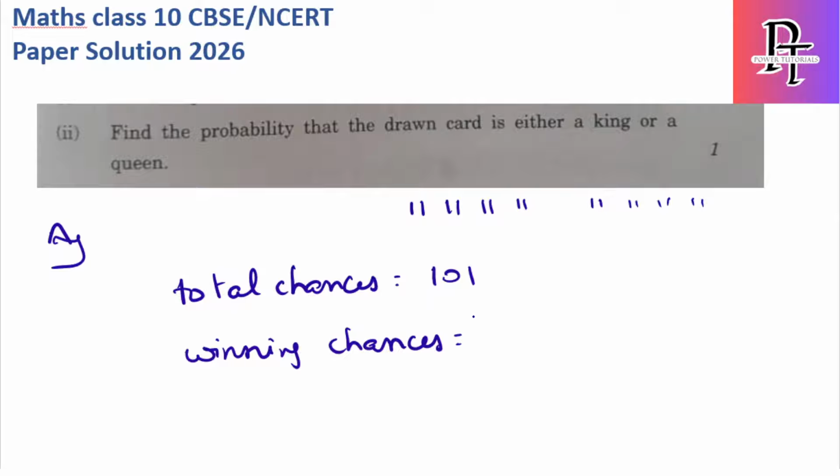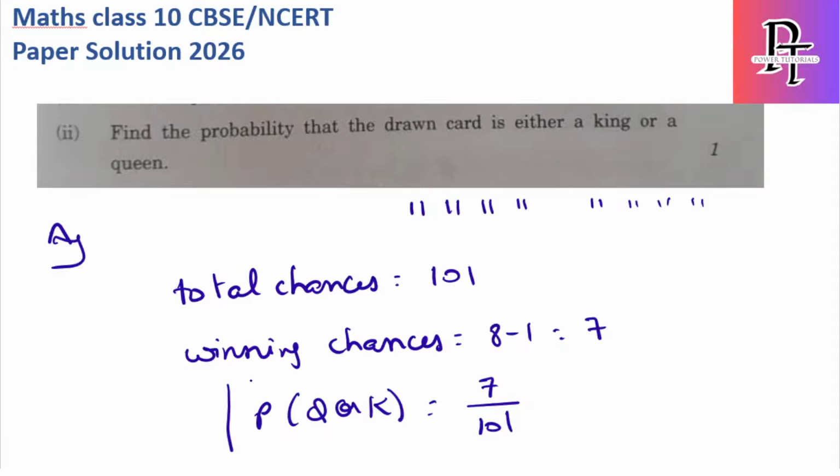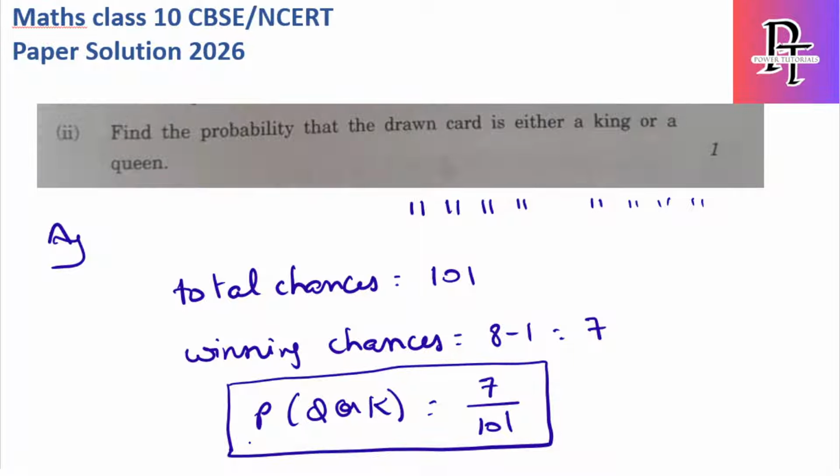So 2 fours 8, but one queen is removed. So total 7 are the winning chances now. So the probability of king or queen is 7 by 101. Hope you understood how I am writing, and just finding out the winning chances, and then total chances will give me the direct answer.